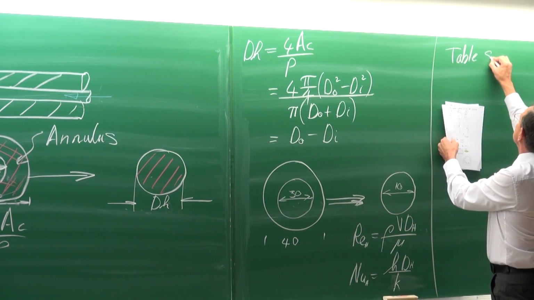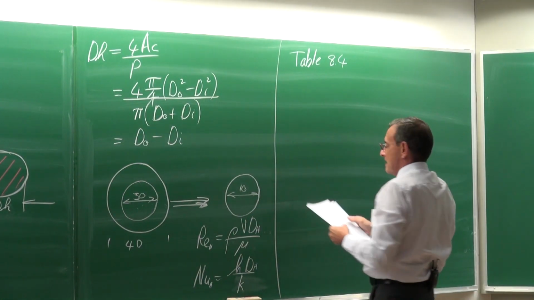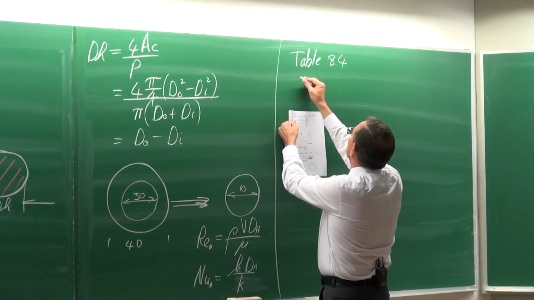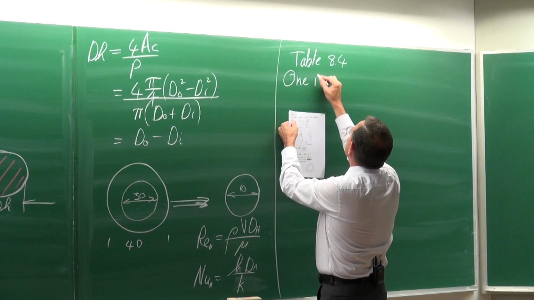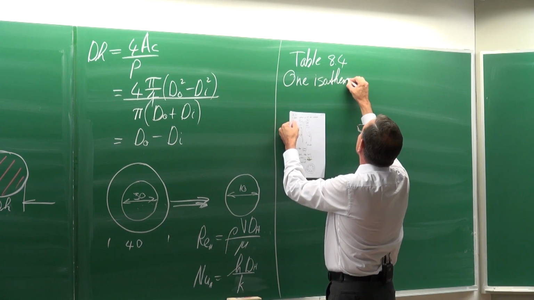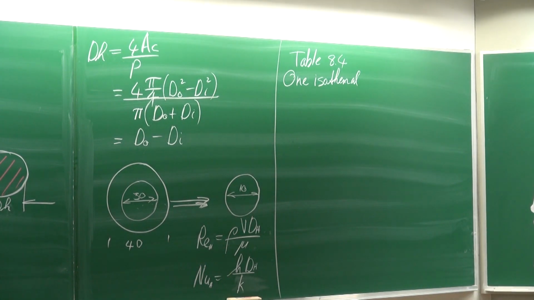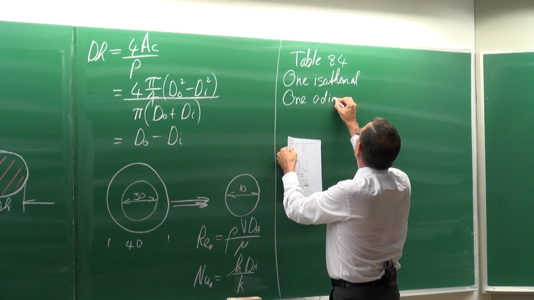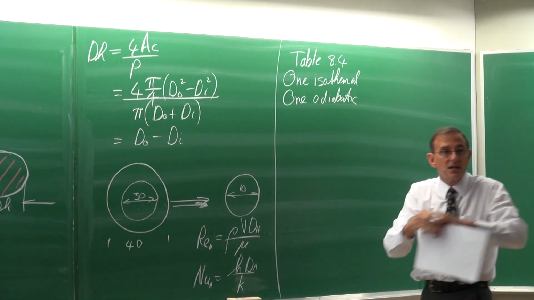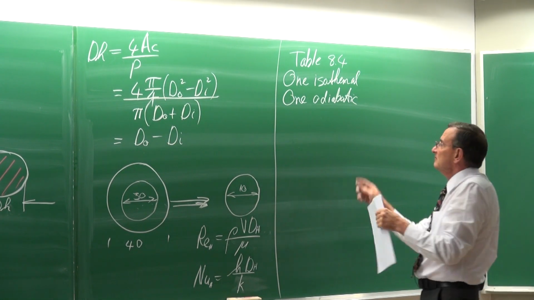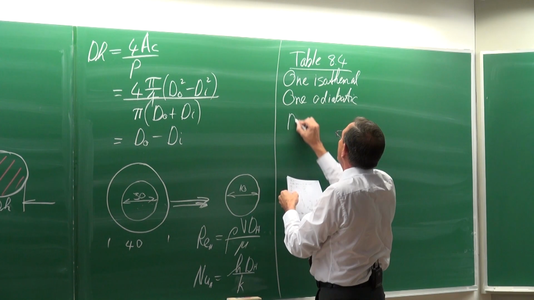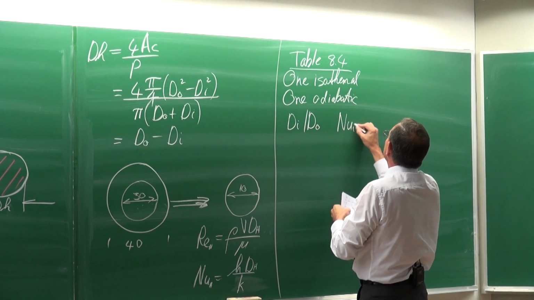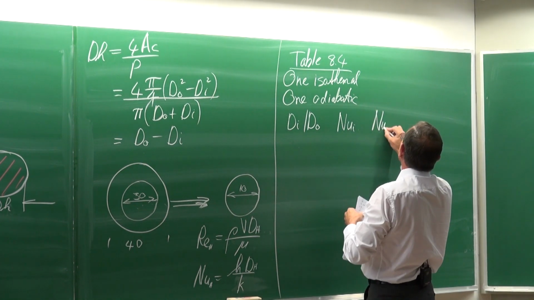Now, in your textbook, there's Table 8.4. This table says it is valid for one surface which is isothermal. What is isothermal? The temperature is constant. And one surface which is adiabatic. What does adiabatic mean? There's no heat transfer on that surface. And the table is given in this format: the diameter ratio, and then they give the Nusselt number on the inside and the Nusselt number on the outside.